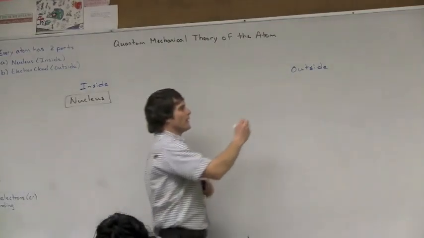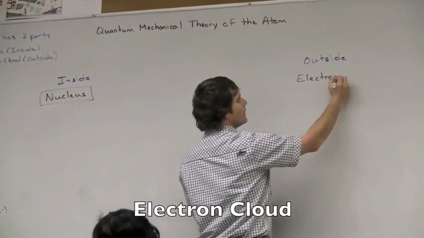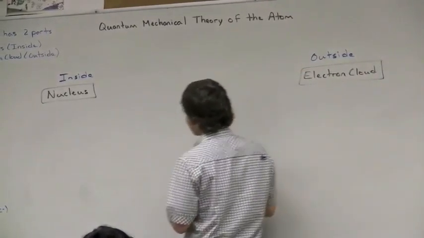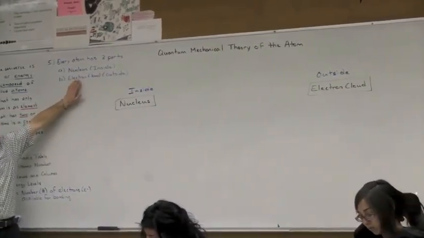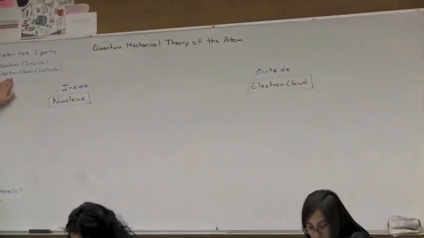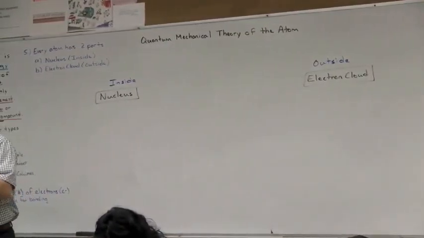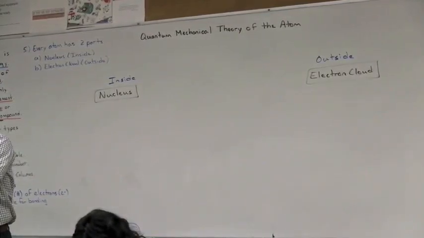And the outside part, we call the electron cloud. We'll actually write that down for our learning objective tomorrow because we had too much to write down today. Every atom has two parts. It's got an inside part, it's got an outside part. So we're looking at one individual atom. I've taken some piece of matter, I've broken it up into its individual particles that we call atoms, and I'm looking at one individual atom.